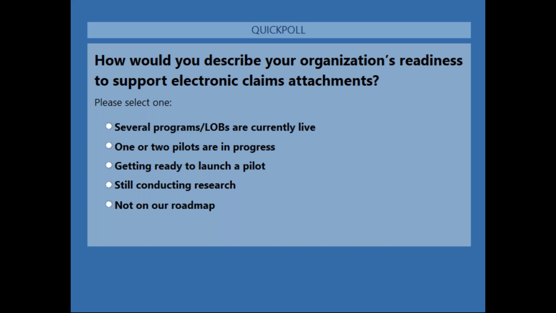It looks like the responses that we're getting are that it's broken down, so we get to see this in real time, but looks like about divided through the top 3 are that you're currently live, 20-some% live, 20-some% have 1 or 2 pilots that are in process, and then about 25% are still conducting research. Then others may be getting ready to launch a pilot, or it's 11% not even on the roadmap. So great information. Thanks for participating in the poll.